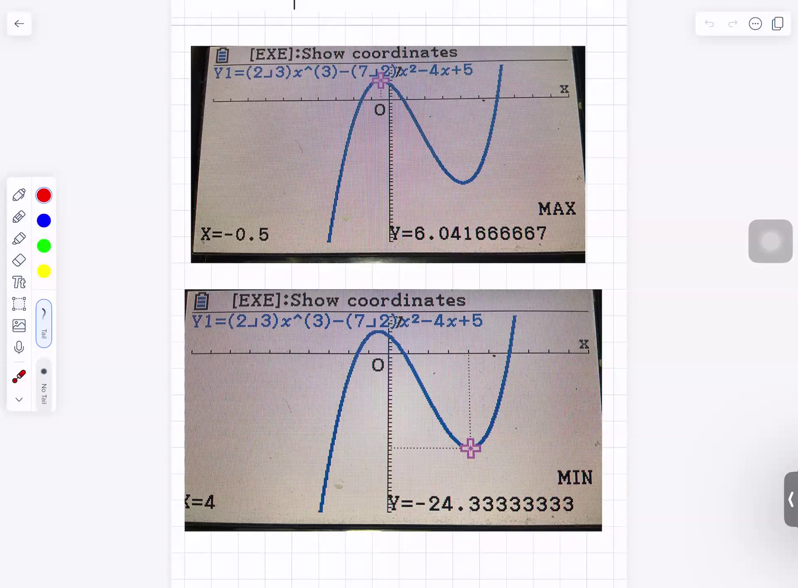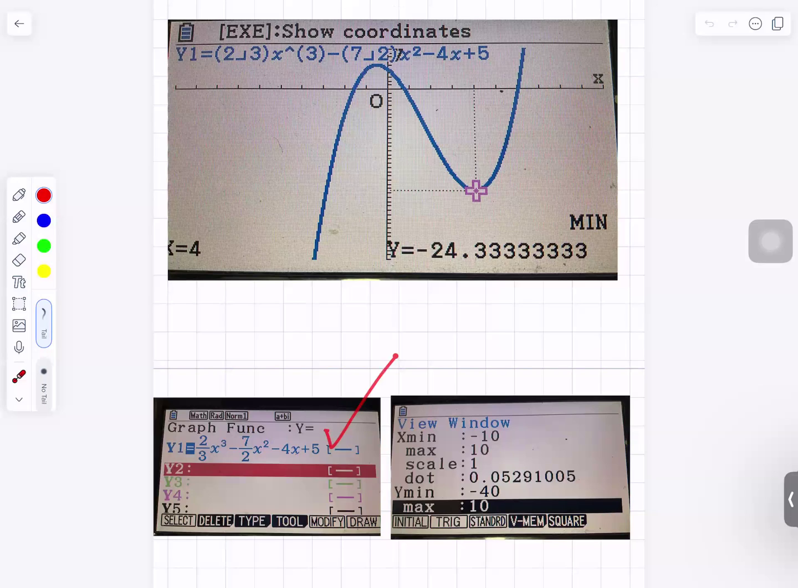For the students who have a graphics calculator, if you plot the original function, you will see that the maximum point is there at minus a half, and the minimum point is there at 4. So between minus a half and 4, you see the graph is decreasing. See there. So that shows you the answer if you have a graphics calculator.